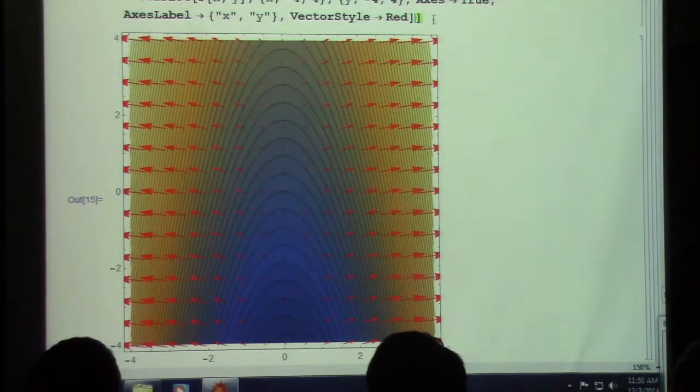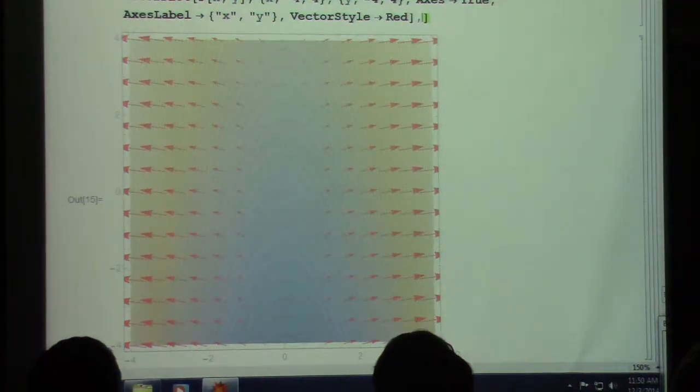Let me put back in here what I cut out initially. Oh, I can't find my comments too good. Is that a comment? There we go. Okay.